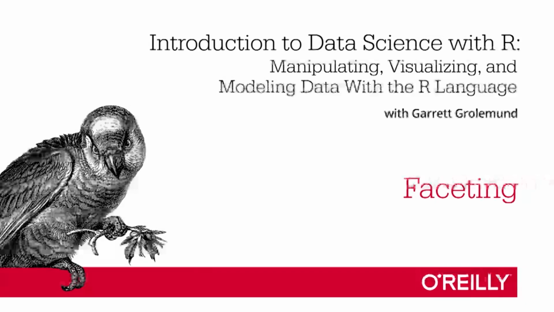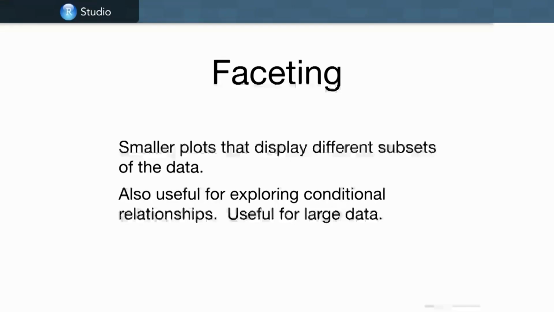Aesthetics are not the only way to add a third variable to your data set. You could also add additional variables using faceting. Faceting is just the technique of taking your plot and breaking it up into smaller plots that each only show a portion of the data. So for example, each small plot will show a facet of the larger data set.